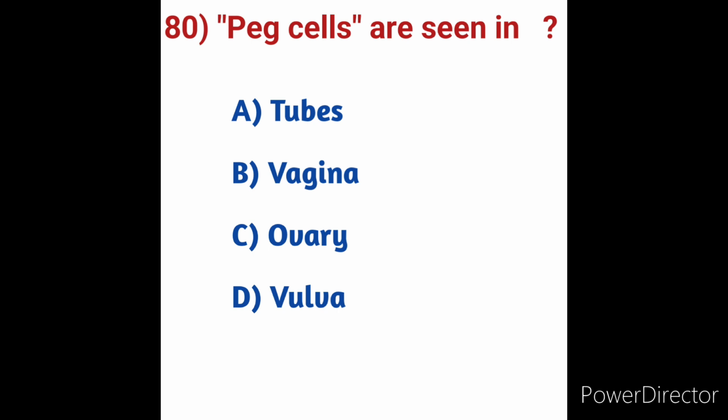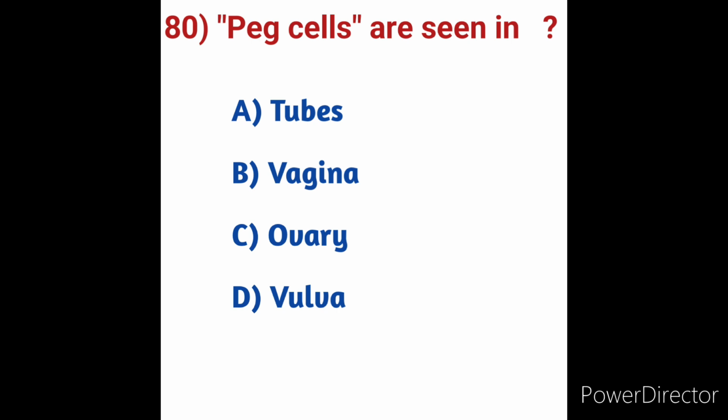These cells represent one of the three epithelial cell types found within the normal fallopian tube epithelium and only make up around 10% of the total number of cells. The main function of PEG cells is to capacitate spermatozoa, making them capable of fertilizing an ovum in the ampulla. Nutrients secreted by the PEG cells aid in maintenance of spermatozoa and the ovum. So in these options, option A is the correct answer. PEG cells are seen in fallopian tubes. Option A, tubes, is the correct answer.